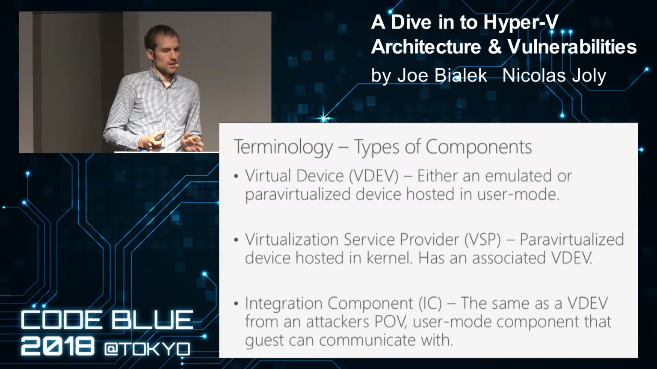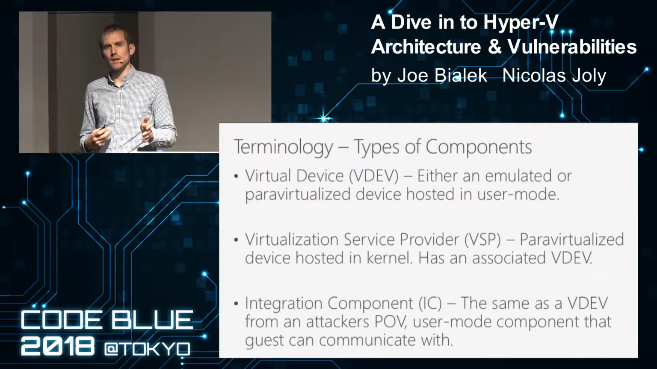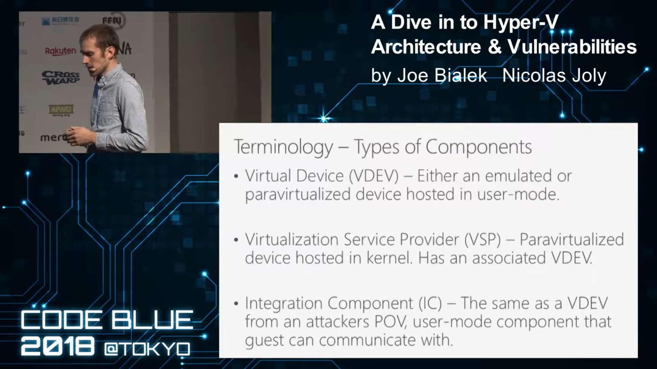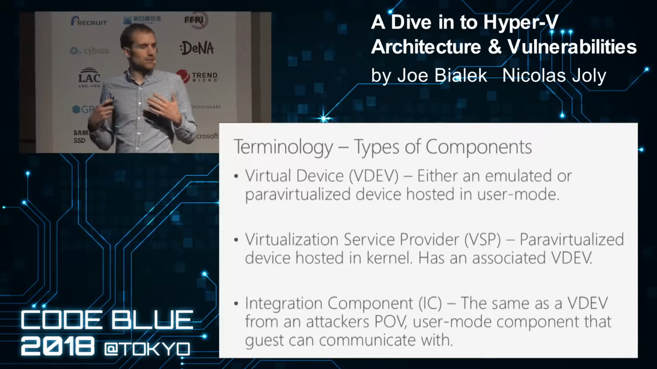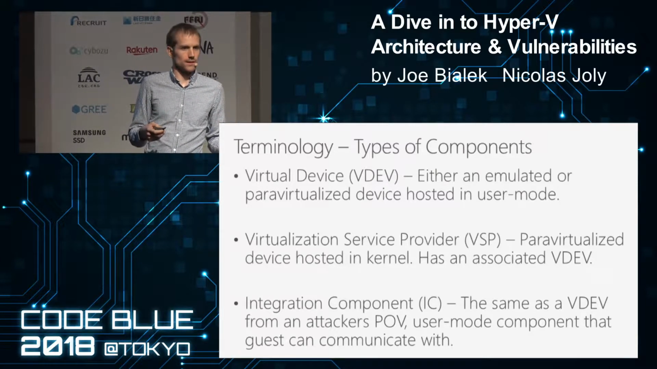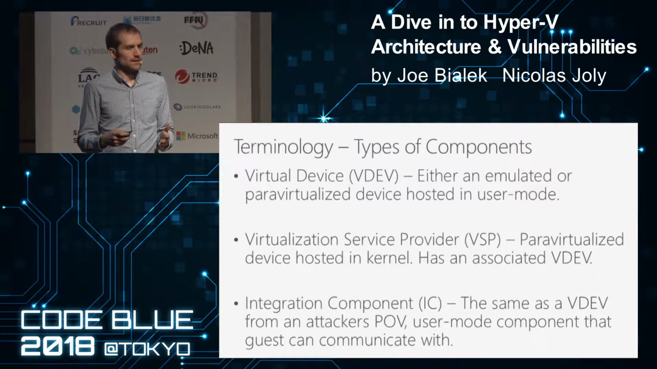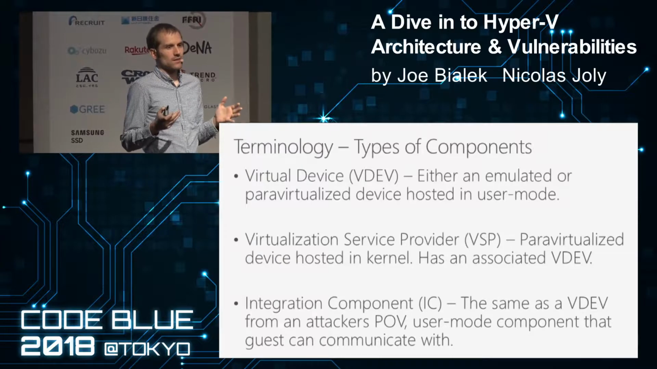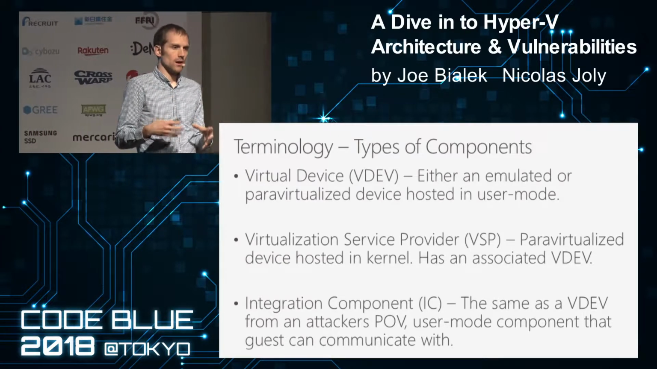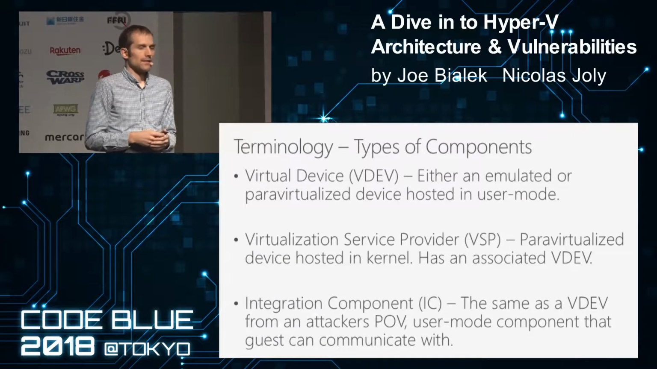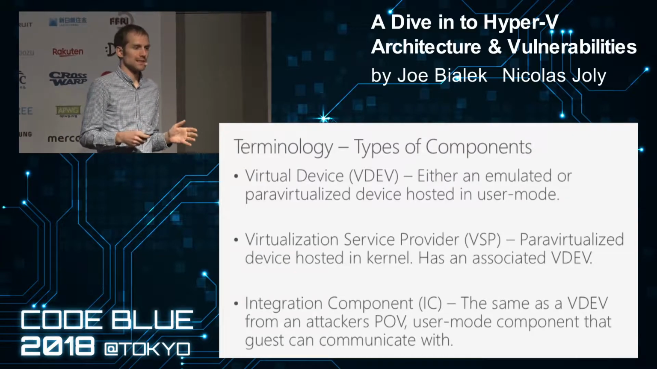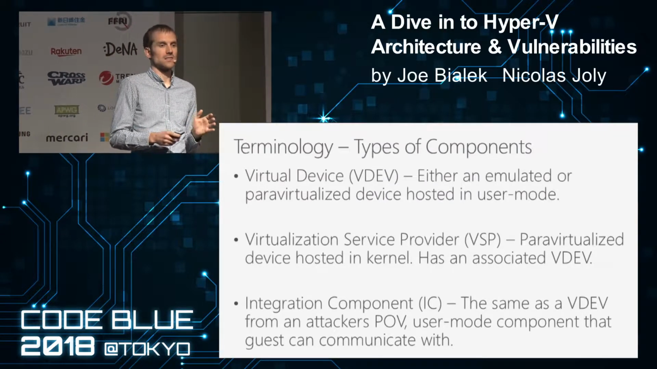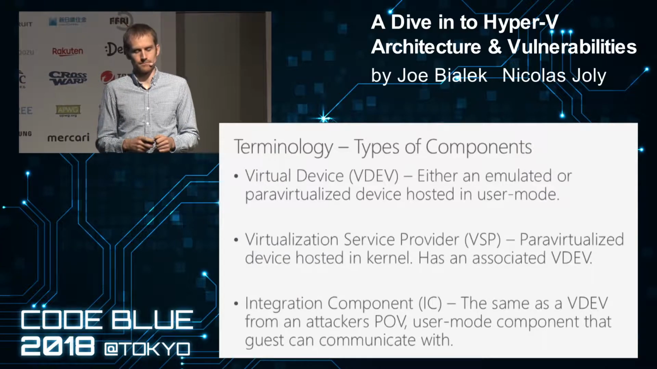The other thing I'd like to briefly talk about are some of the types of components. So if you're reversing Hyper-V, you'll see references to some of this stuff, and I just want you guys to know what it means. So in Hyper-V, we have what's called a VDEV, or virtual device. And this is a device that is either emulated or paravirtualized, and it is hosted in user mode of the root partition. And that contrasts with a VSP, or virtualization service provider, which is a paravirtualized device that is hosted inside of kernel mode of the root partition.